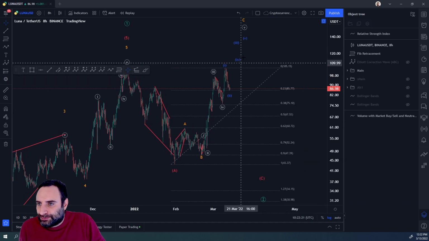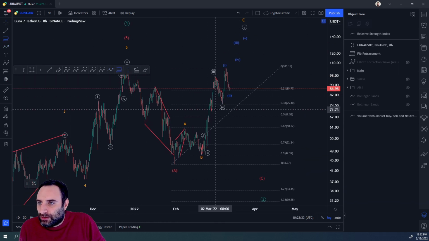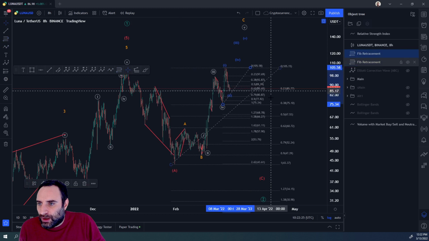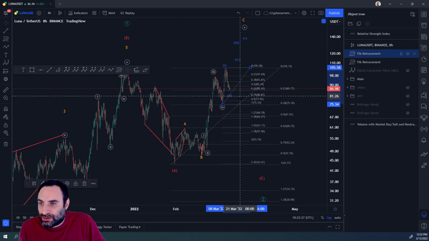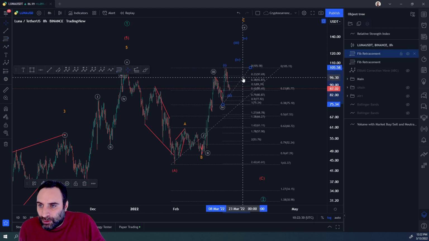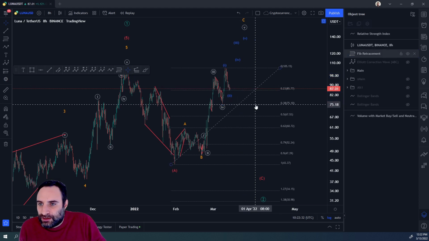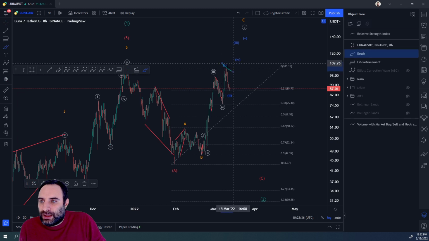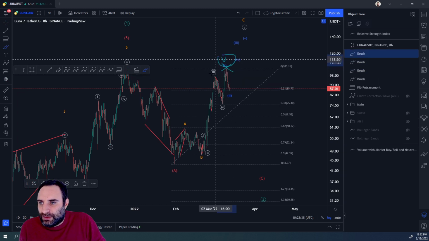Now, if this is the main scenario, we obviously need to stay above where we are. We can go down to 80, but we don't want to break 80. If we lose 80, actually the 75 is going to be the level. It means that this is the end of wave 5 over here, probably.